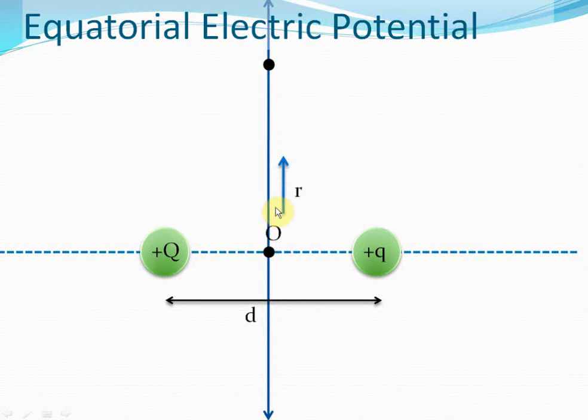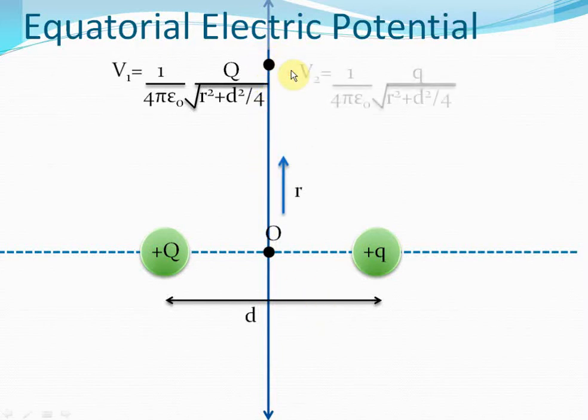The electric potential due to the plus capital Q charge will be 1 by 4 pi epsilon naught into Q by square root of r square plus d square by 4, isn't it? Similarly, the net electric potential due to the small plus q charge will be 1 by 4 pi epsilon naught into q by square root of r square plus d square by 4. You can then add up V1 and V2 to get the net electric potential at the equator of the two charge system.